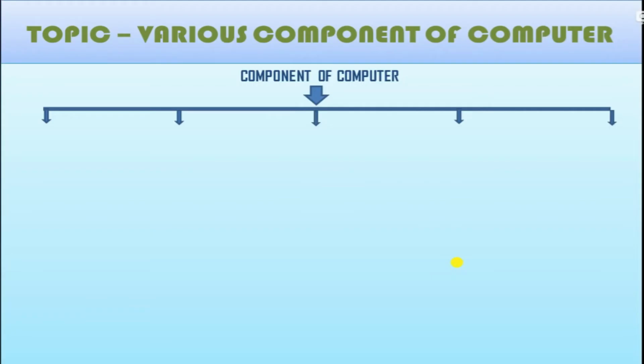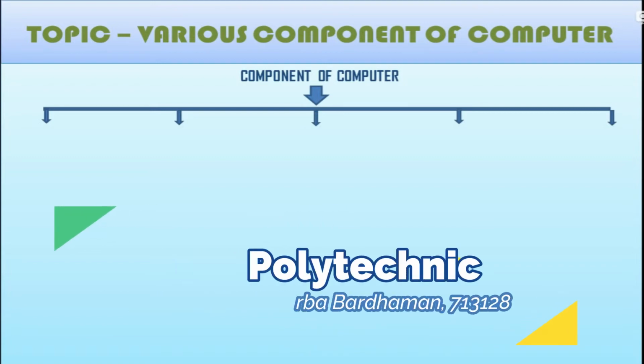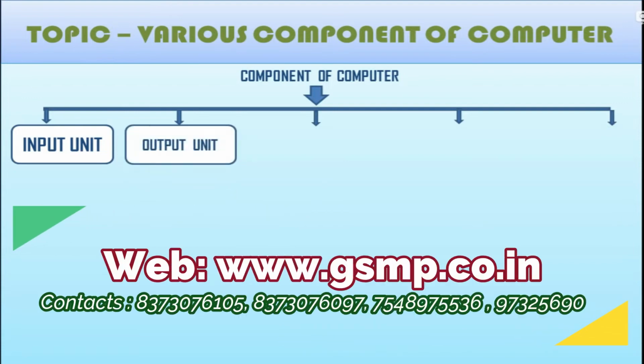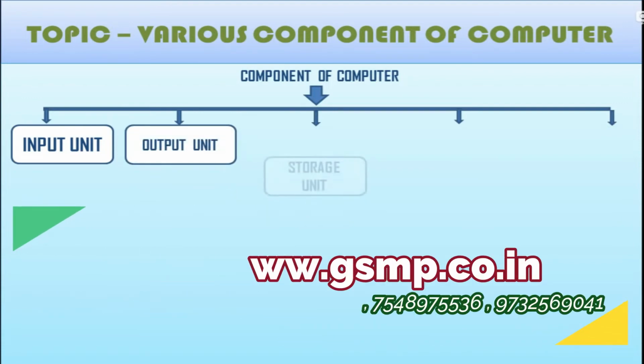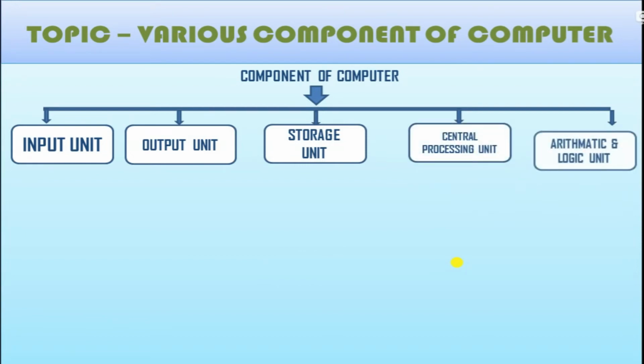Today our topic is various components of computers. Let's see what the components are. First we have an input unit, then obviously an output unit, a storage unit, a central processing unit, and always an arithmetic and logic unit. Let's have a brief discussion on these units.